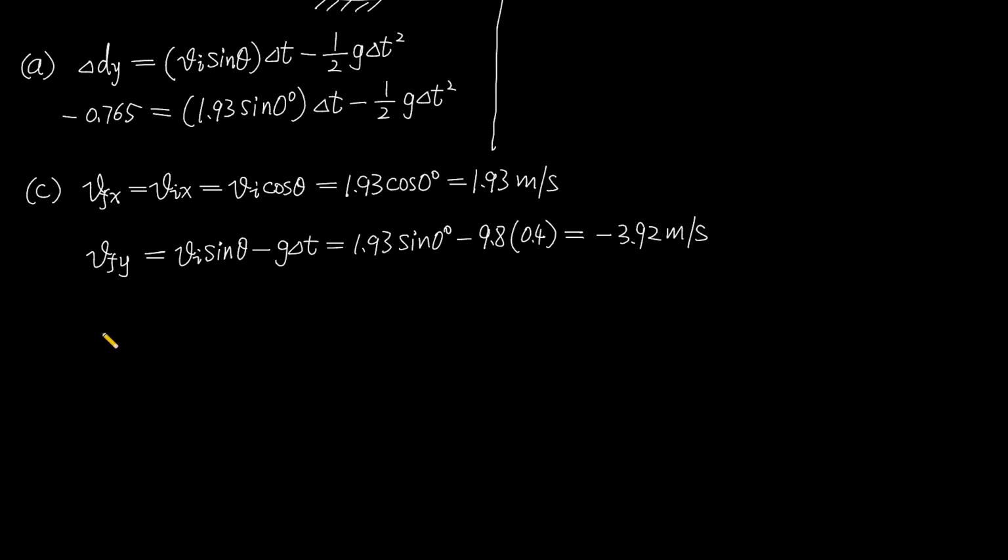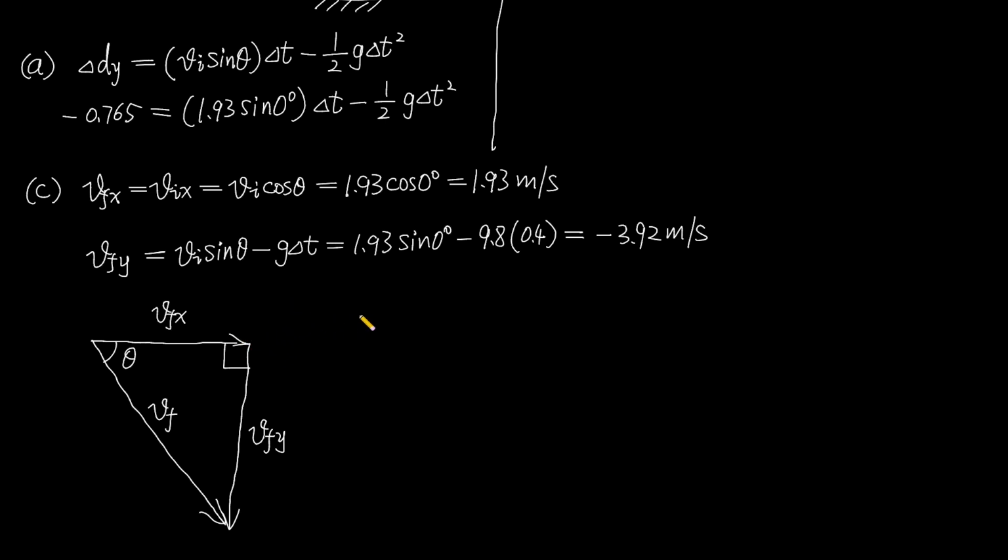Then I draw them here. So this is the horizontal final velocity, and this is the final vertical velocity, and this is just the final velocity, and this angle is theta. This angle is 90 degrees. This is a right triangle.